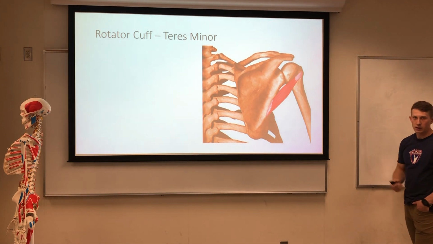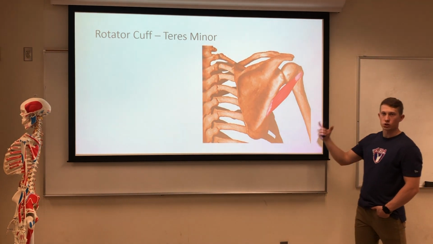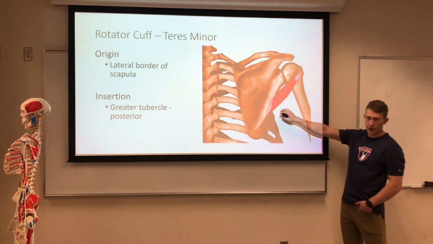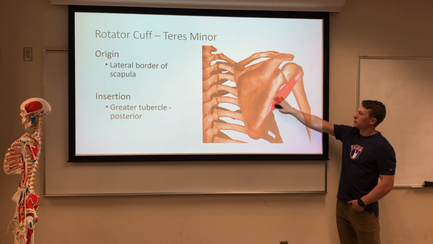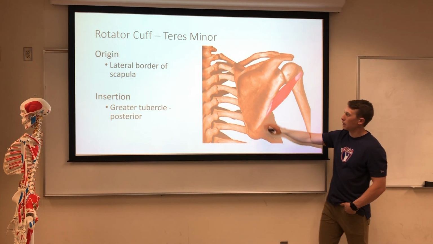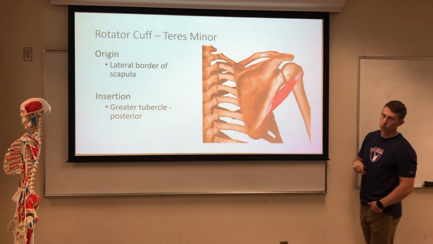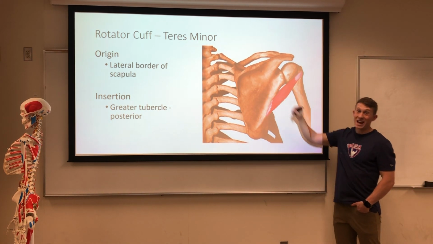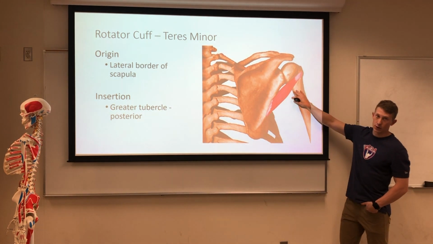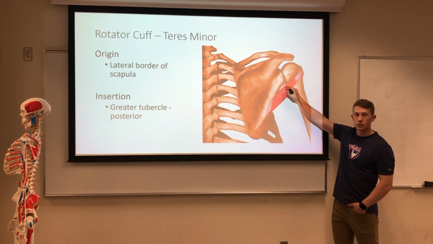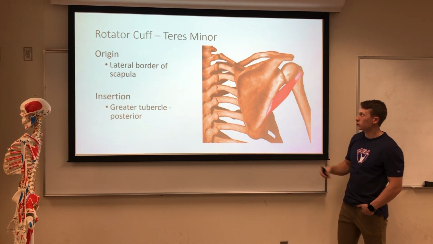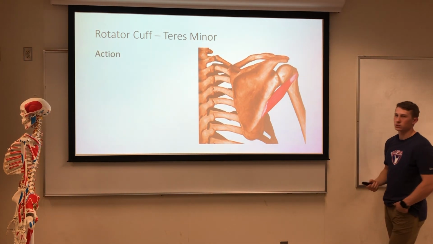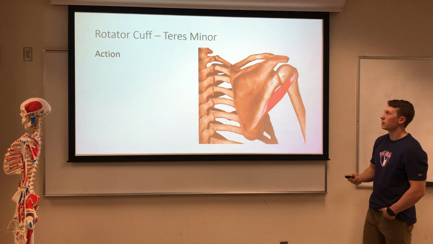Okay. Teres minor is our last of the SITS muscles, our smallest next to supraspinatus, and helps with external rotation. It sits on the lateral border of the scapula and posterior on the greater tubercle. So it sits just inferior to infraspinatus and just superior to teres major. So teres minor sits just superior to teres major and performs an opposite rotation from teres major. Okay, so don't get those mixed up, don't get those flipped.